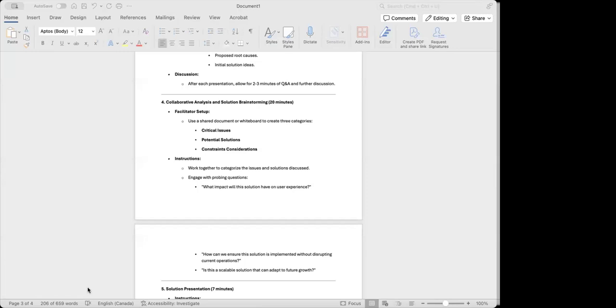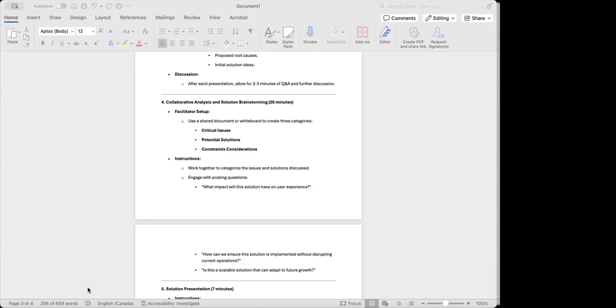Okay, good. So the second issue is the payment gateway integration issue. Let's go to the shared document. With the payment gateway integration issue, users are not able to complete payment during the system outage. So what was the solution we proposed for this one?